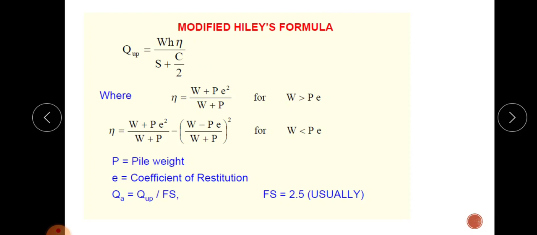There is an equation for this efficiency. Efficiency eta is equal to (W plus PE squared) divided by (W plus P) for W greater than PE. If W is less than PE, efficiency is equal to (W plus PE squared) divided by (W plus P) minus 1 times ((W minus PE) by (W plus P)) the whole squared. Here e is a constant known as the coefficient of restitution. The factor of safety is usually taken as 2.5.